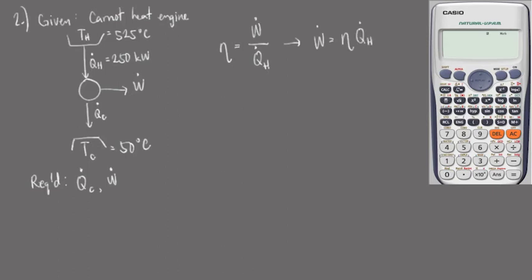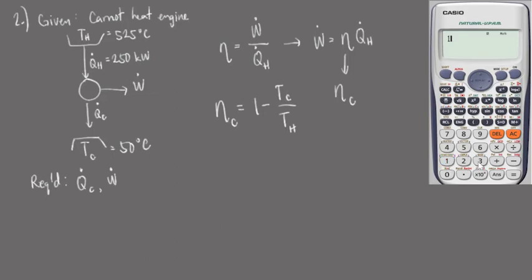Now for this example, since we are dealing with a Carnot heat engine, this efficiency is the Carnot efficiency. And we can directly solve for the Carnot efficiency just by using the temperatures of the hot and cold reservoirs. To recall, the Carnot efficiency of a heat engine is equal to 1 minus the temperature of the cold reservoir over the temperature of the hot reservoir. So we simply convert the temperatures to Kelvin and substitute them directly into this equation.